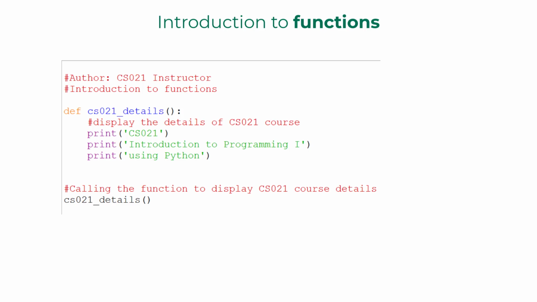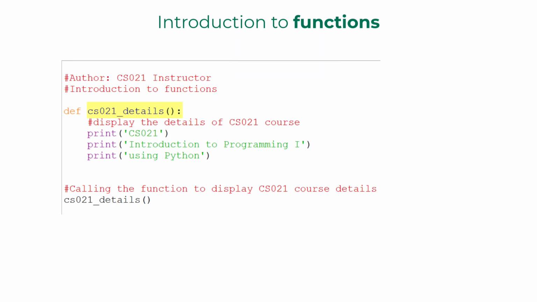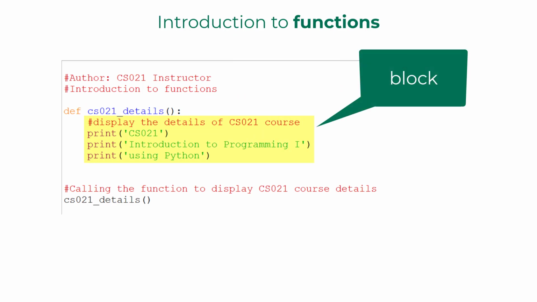To create a function in Python, you write its definition. The first line in the function is called a function header. This includes the Python keyword def, which stands for definition, followed by the name of the function. The set of statements you have in the scope of this function is called a block.